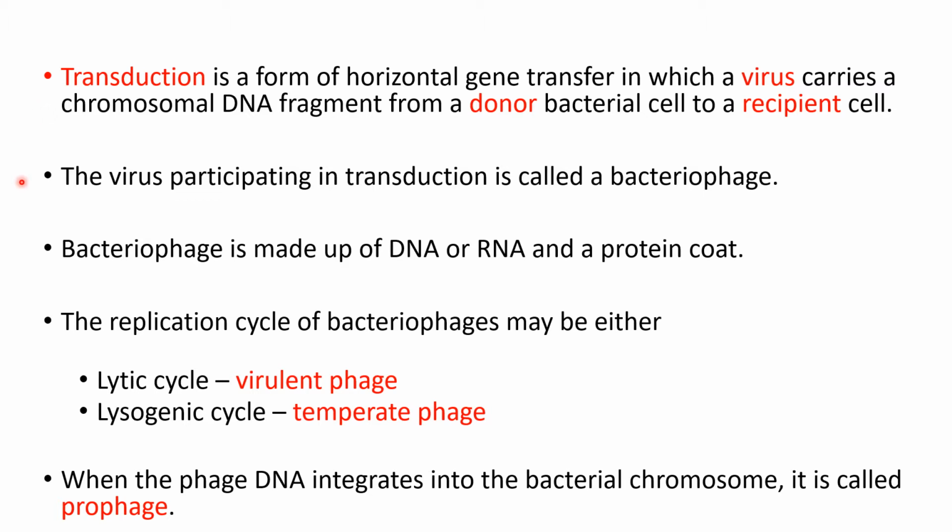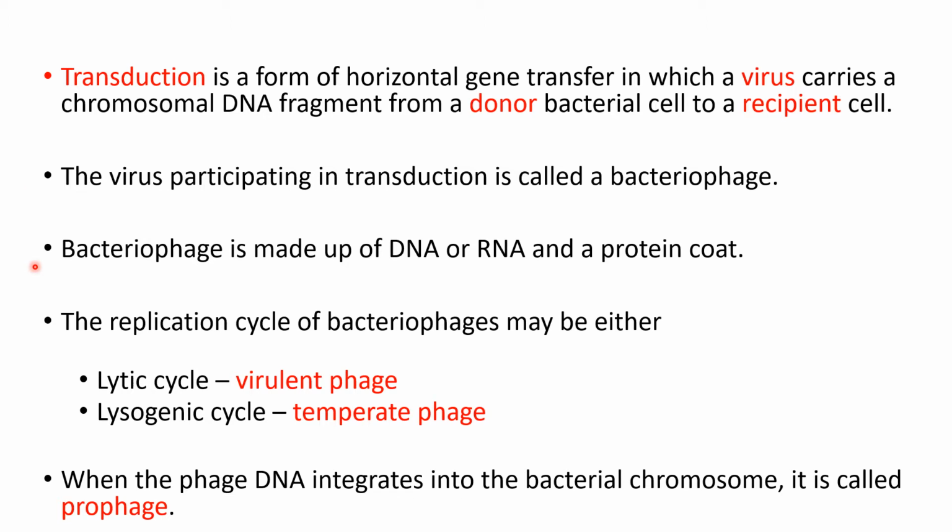Now, since a virus is involved here, we need to know a little more about the viruses that carry out such a gene transfer. So let us see that now. The virus participating in transduction is called a bacteriophage. That means this virus should be able to enter inside the bacterial cell. It should be able to multiply inside the bacterial cell and come out. So such viruses which grow in bacterial cells are called bacteriophages.